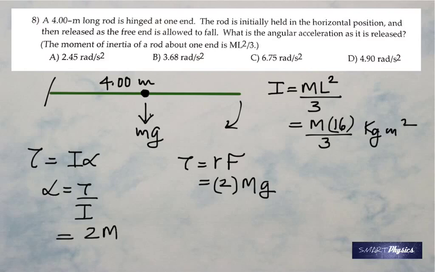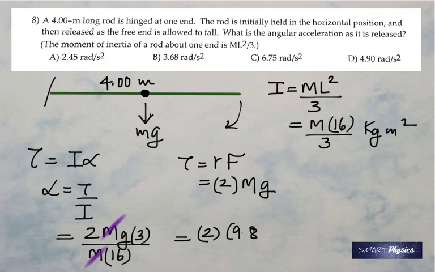So plug that in here: 2 mg divided by what we got for I. The masses will cancel out, and when you plug in the numbers and calculate, you get the answer as 3.68 radian per second squared.